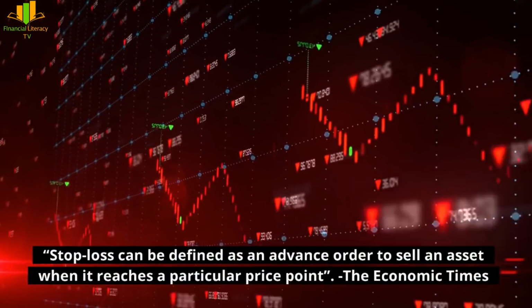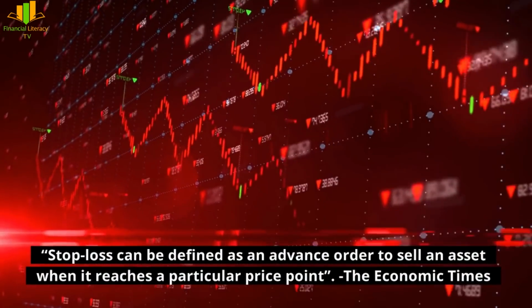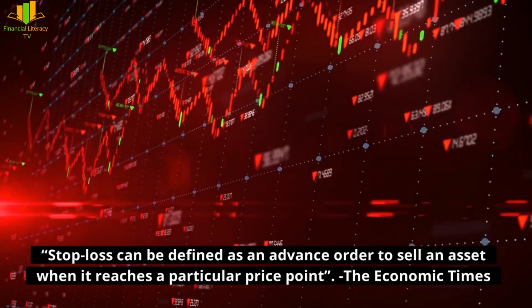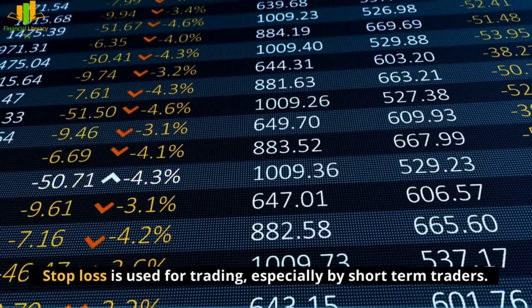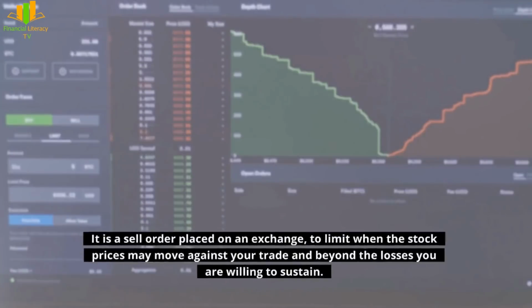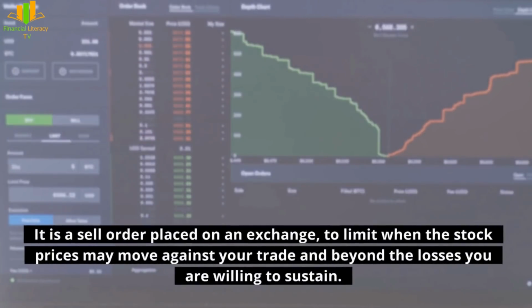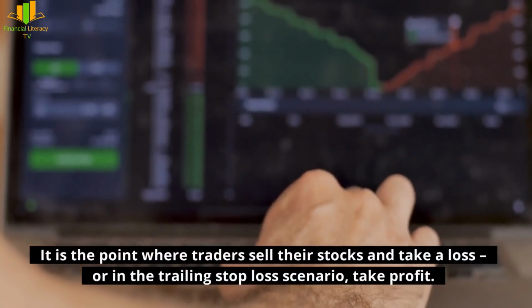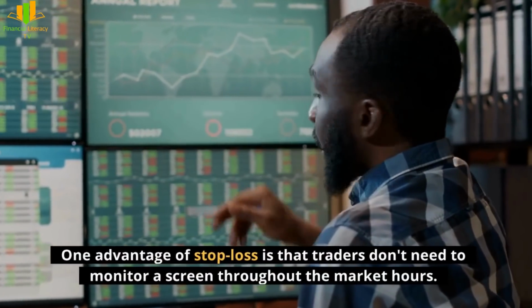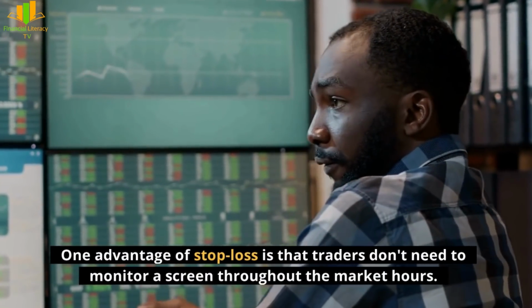What is stop loss? Stop loss can be defined as an advance order to sell an asset when it reaches a particular price point. The Economic Times. Stop loss is used for trading, especially by short-term traders. It is a sell order placed on an exchange, to limit when the stock prices may move against your trade and beyond the losses you are willing to sustain. It is the point where traders sell their stocks and take a loss, or in the trailing stop-loss scenario, take profit. One advantage of stop-loss is that traders don't need to monitor a screen throughout the market hours.